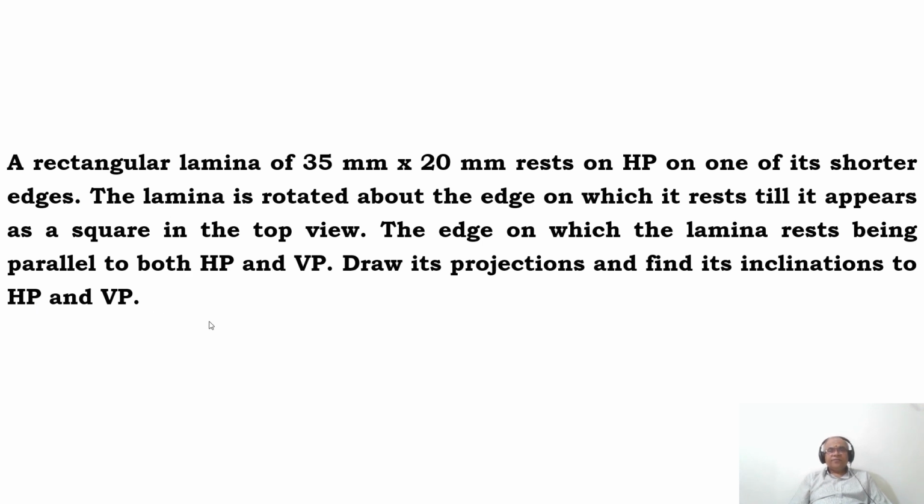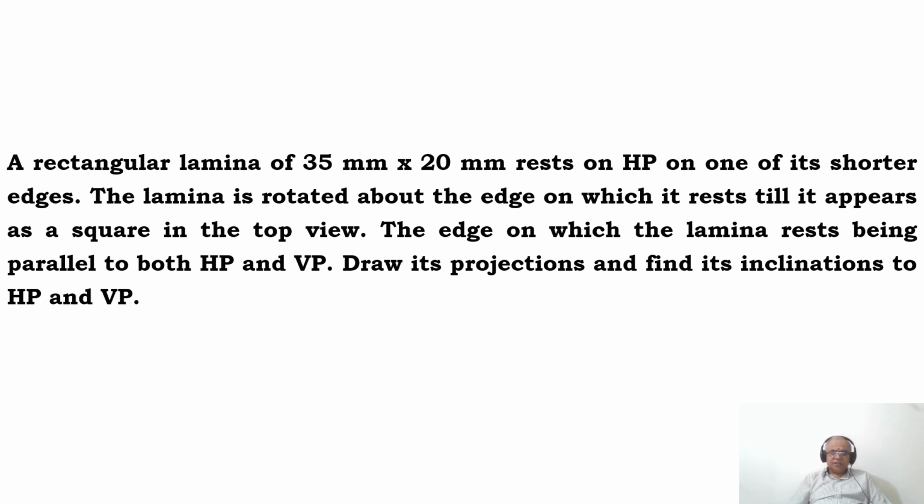So, to identify from where to start, as he says, the lamina is rotated about the edge. It rests on HP on one of its shorter edges. So, what does it mean? The shorter edge which is resting on HP has to be perpendicular to VP. Since it is resting on HP, one of the shorter edges has to rest on HP. So, all the shorter and longer edges have to rest on HP, and obviously it should be parallel to HP. That means the surface inclination with respect to HP is 0 degrees.